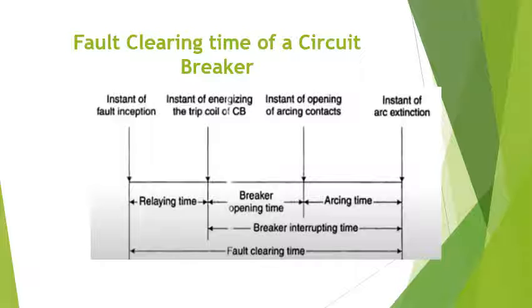Once the relay senses the fault and sends the signal to the trip coil of the circuit breaker, the battery sends current to the tripping coil, which energizes and sends the signal to the circuit breaker, wherein the contacts of the circuit breaker open. That is called the breaker opening time, at the instant of opening of the arc contacts. Once the contacts are open, an arc is formed between the fixed contact and the moving contact.